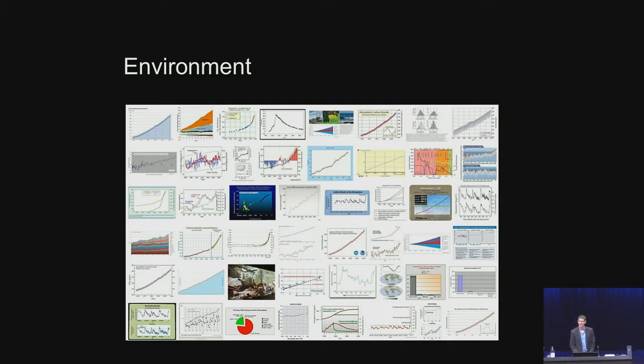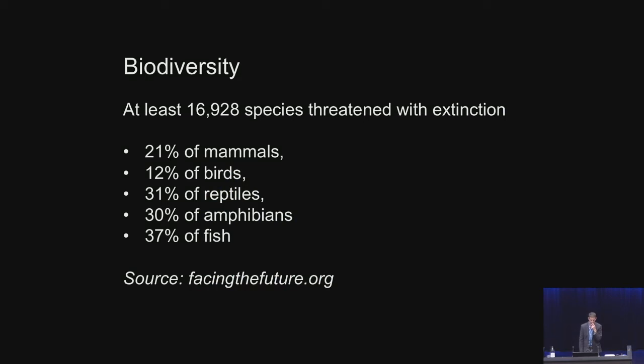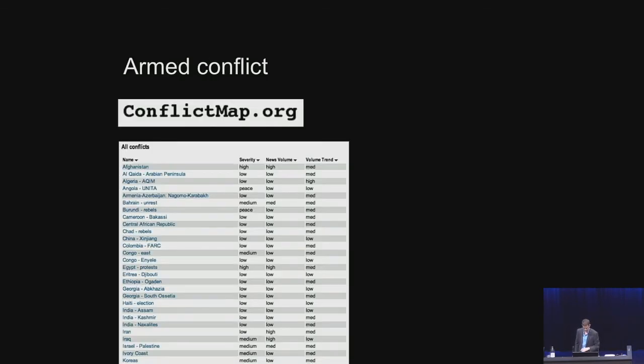I'd made the mistake of Googling climate change graphs and was up all night sort of rocking in my bed going, oh my God. Usually when you see a graph that goes like that, it's either really good or really bad, and it's page after page of those hockey stick graphs. Biodiversity: at least 16,000 species are currently threatened with extinction, 37% of all fish. Armed conflicts: conflictmap.org lists 63 current armed conflicts on Earth.